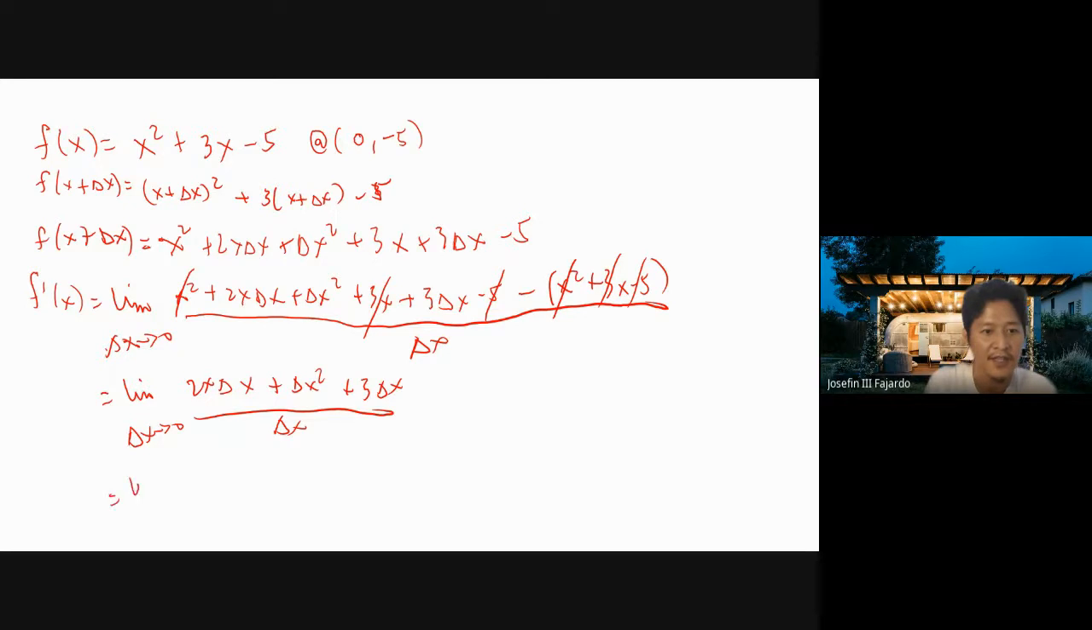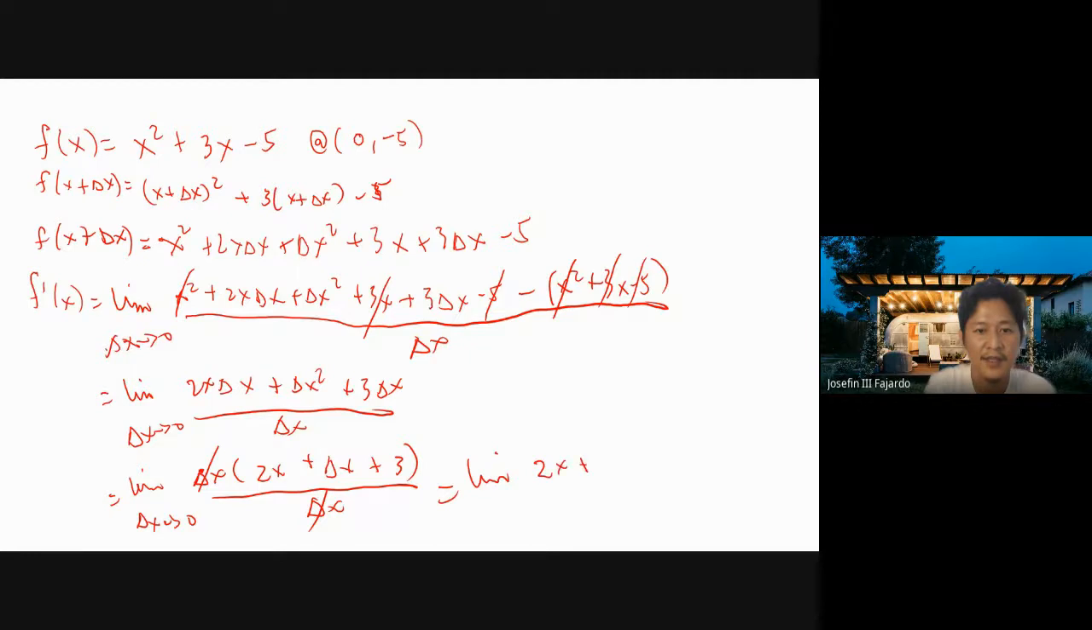So, let us factor out delta x. We have delta x times 2x plus delta x plus 3, all over delta x, as delta x approaches 0. So we cancel again. What remains is the limit of 2x plus delta x plus 3 over 1 as delta x approaches 0. As delta x approaches 0, this becomes 0. So what remains is 2x plus 3. So your f prime of x, or the derivative, will just be 2x plus 3.